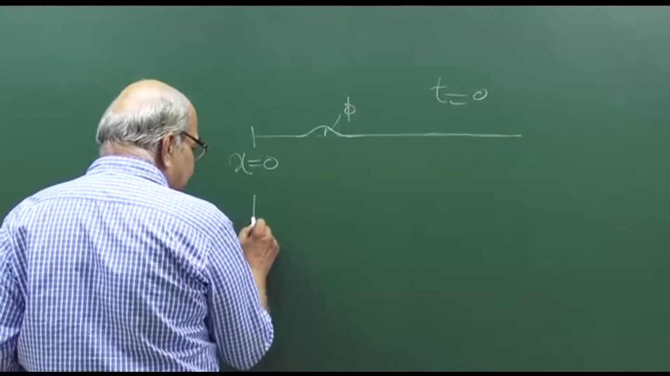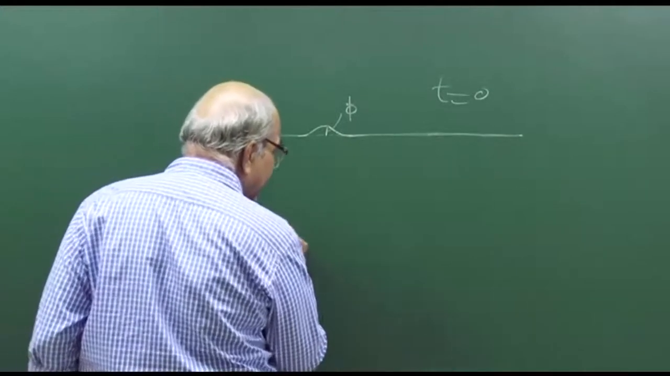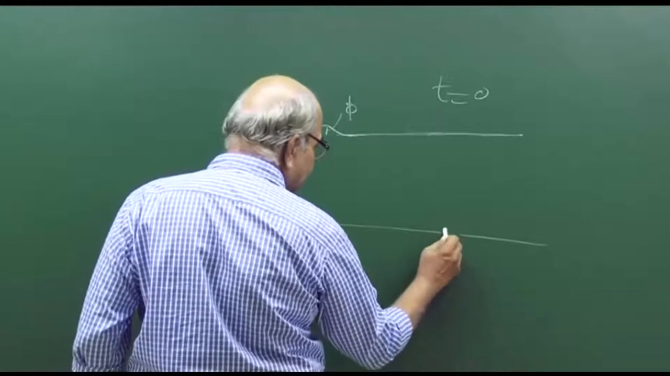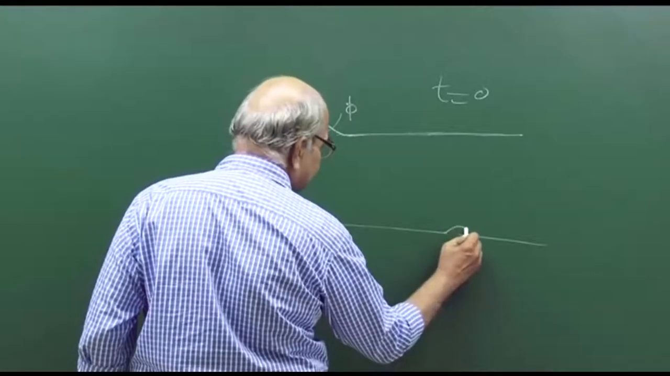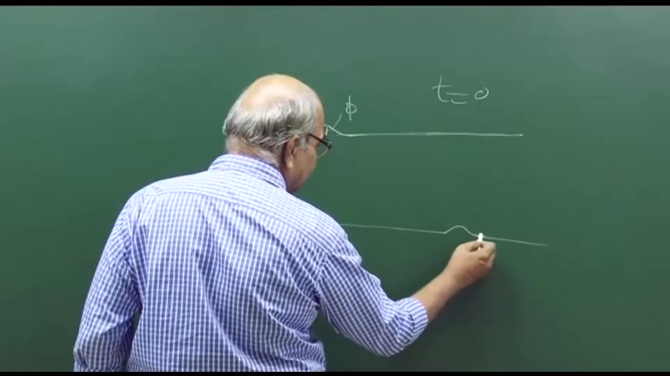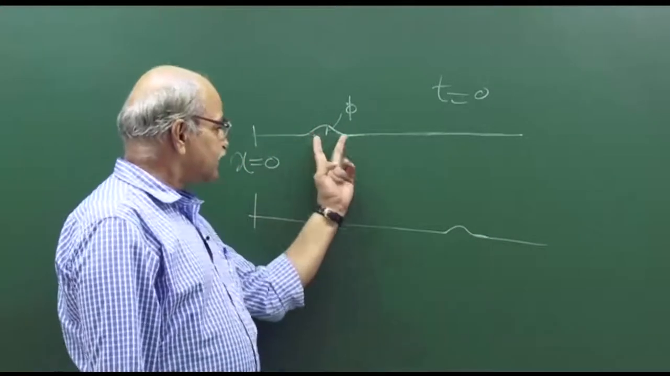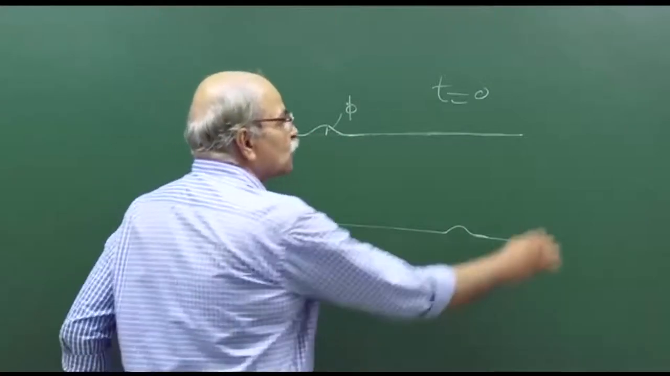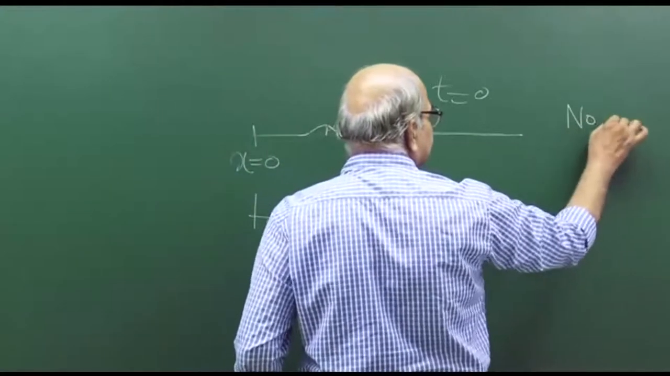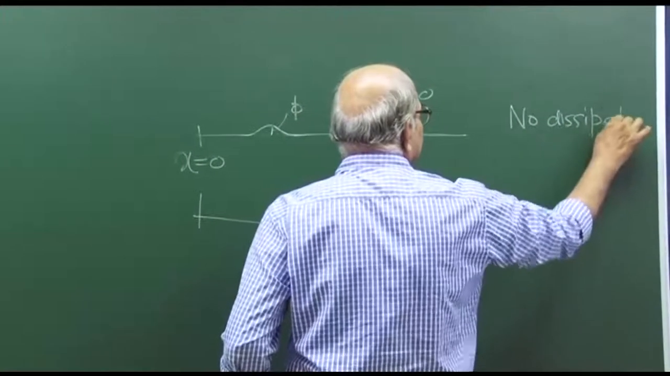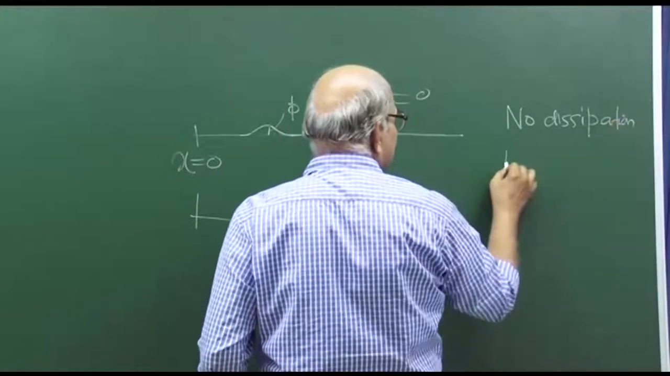What will happen after some time? After some time, this disturbance will reach somewhere else. So let us say it has reached here. I assume that there is no dissipation, and the same shape which is here, the same shape is here. So no dissipation. No dispersion.